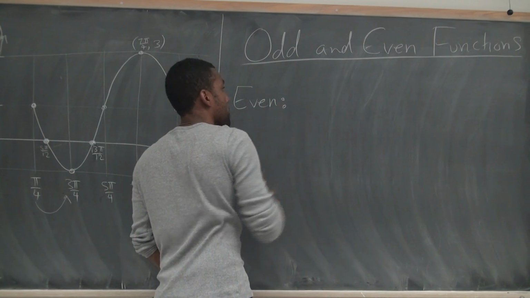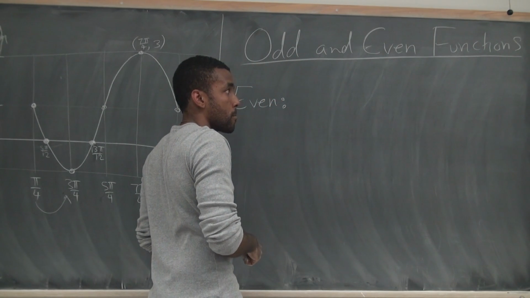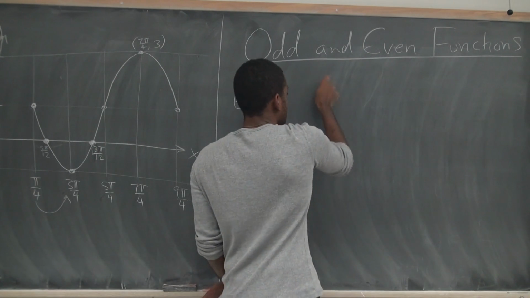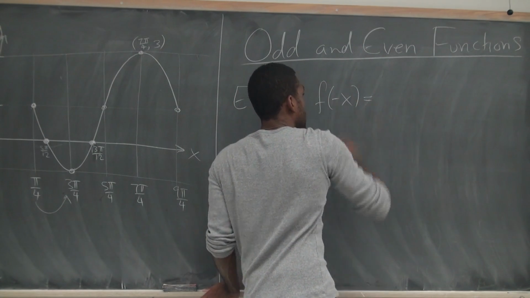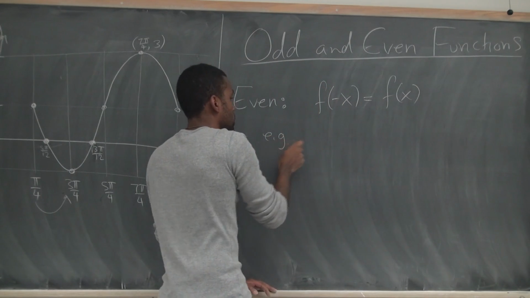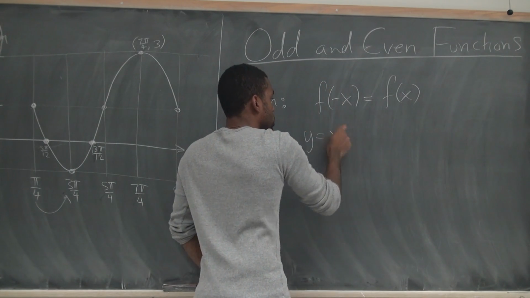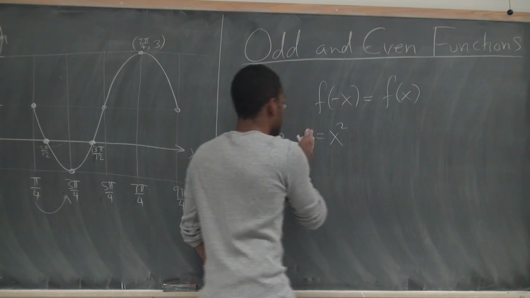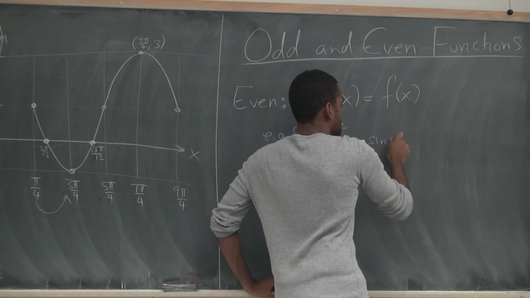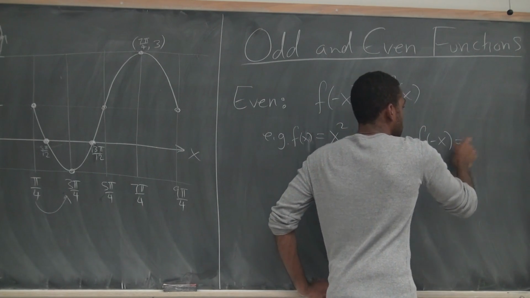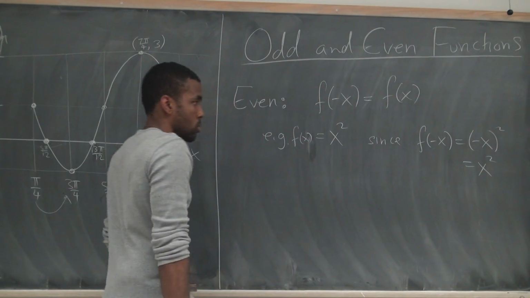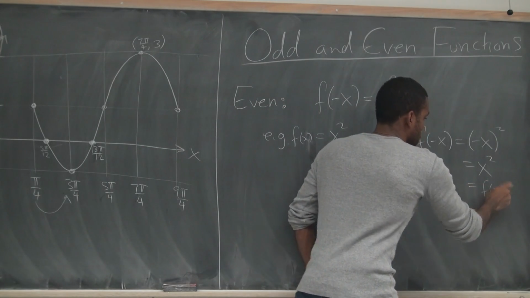f of x is equal to f of negative x. If f of minus x equals f of x, the original, right? So for example, y equals x squared is an even function, right? We put f of x equals x squared, since f of minus x would be equal to minus x squared, which is the original x squared, which is the original f of x, right?